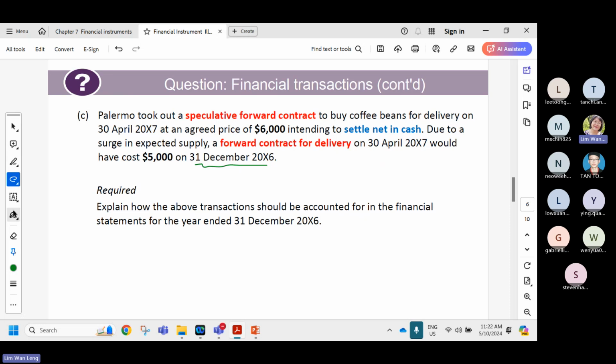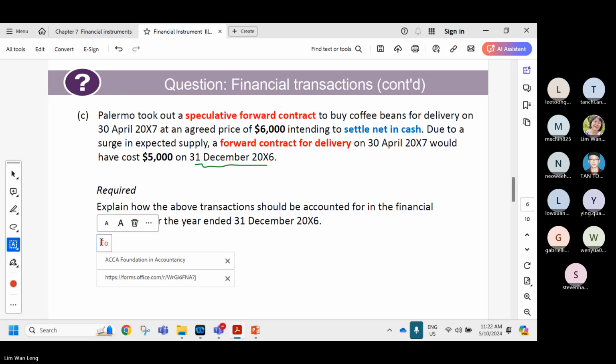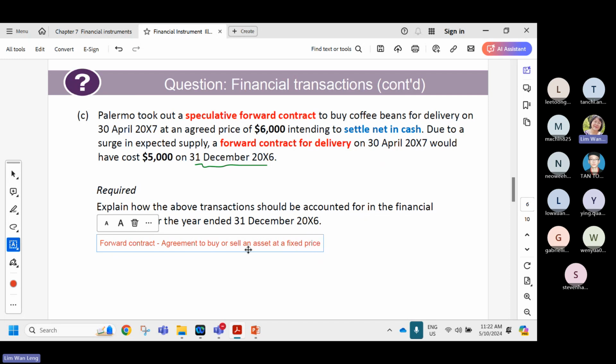Okay, so forward contracts, let me just put it down. Forward contracts are actually an agreement to buy or sell, buy or sell, not and, an asset at a fixed price at a fixed future date.